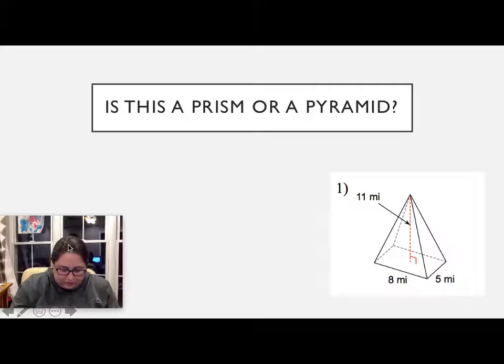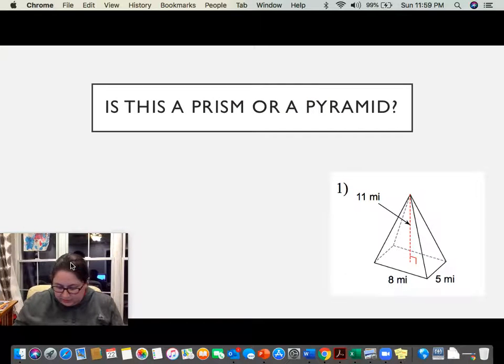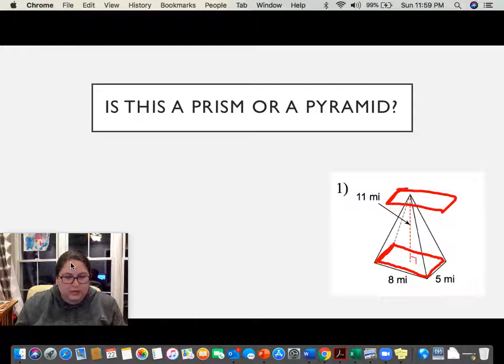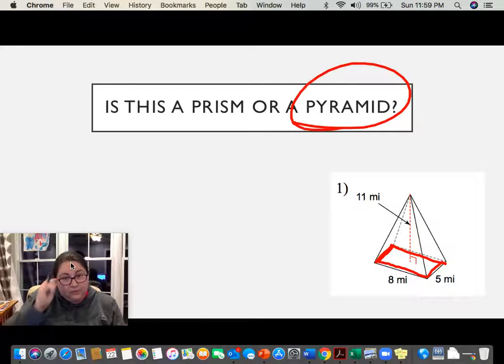So the first question would be to look at this and to be able to recognize, is this a prism or is this a pyramid? The key question is, how many bases are there? When you look at this, I can see this looks like a rectangle here as the base. There's not another rectangle above this. So what I know then is that this is a pyramid.